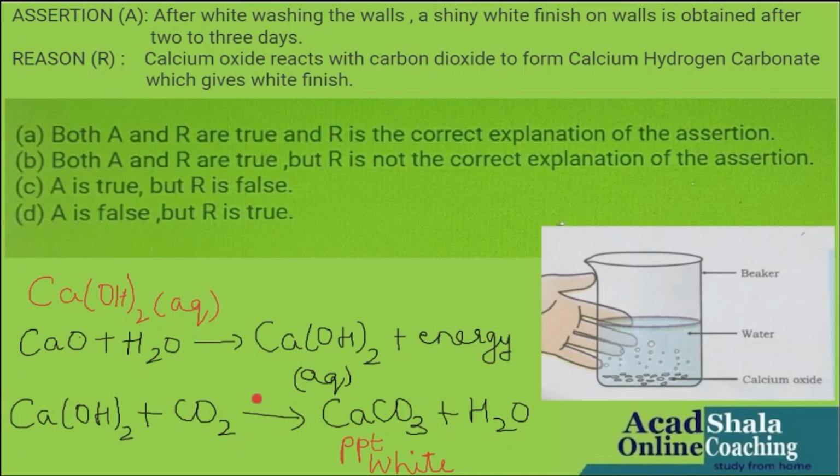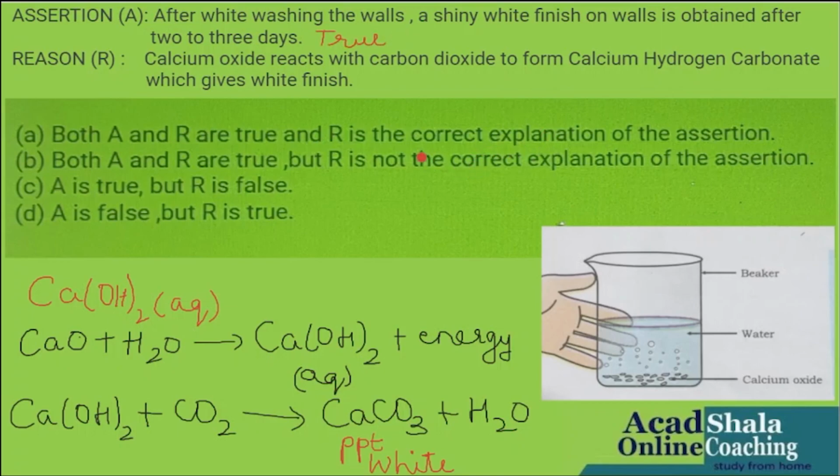So now let me try to solve the question. What does assertion say? Assertion says, after whitewashing the walls, a shiny white finish on walls is obtained after 2 to 3 days. Yes, absolutely correct. After solving all these things, I have come to the conclusion, yes, a shiny whitewash is obtained after 2 to 3 days. So I will write absolutely true for the first statement.